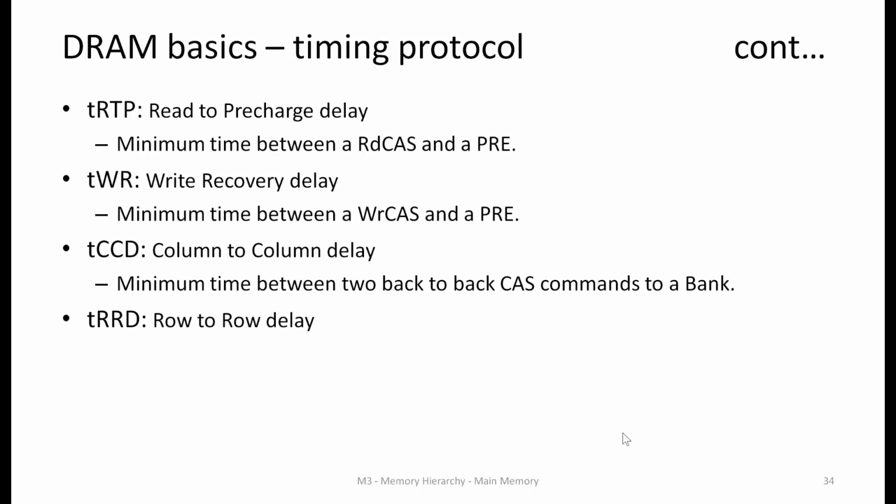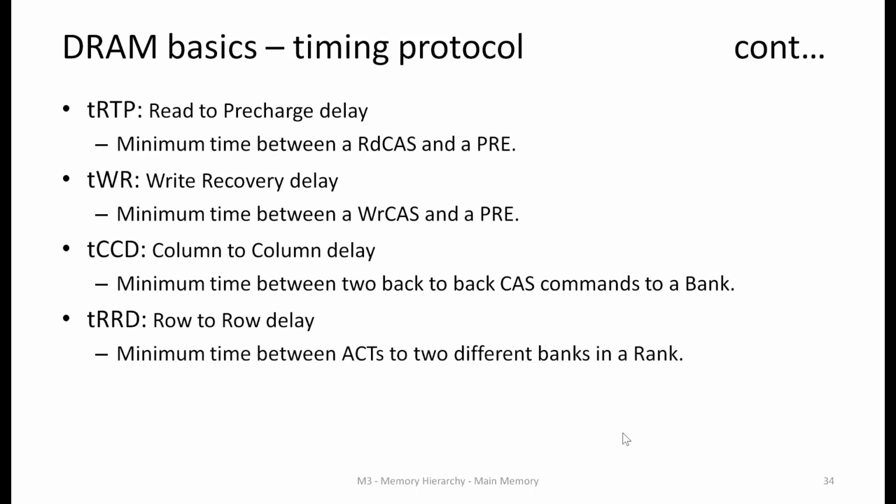TRRD is row to row delay. This is the minimum time we need to wait before we can issue activates to different banks of the rank. So it means if I have issued an activate to, let's say, bank 0, I need to wait TRRD time to issue another activate to some other bank, let's say bank 7.